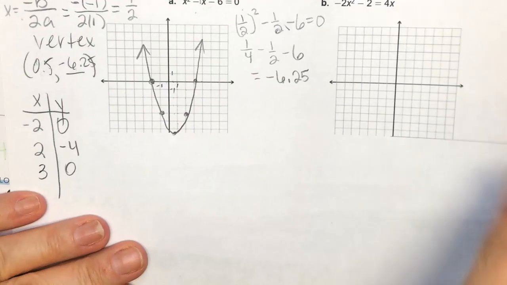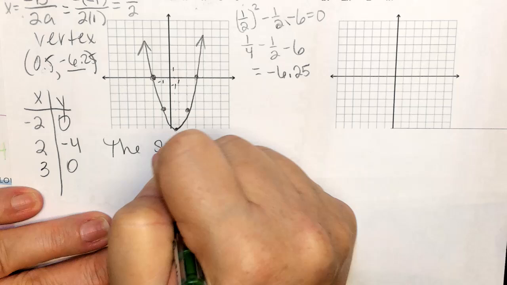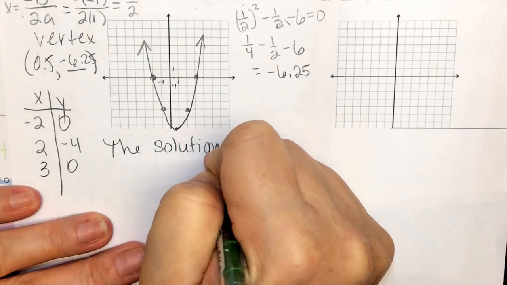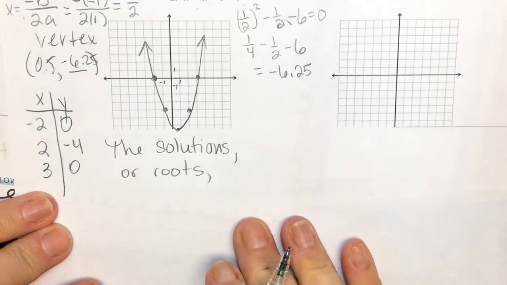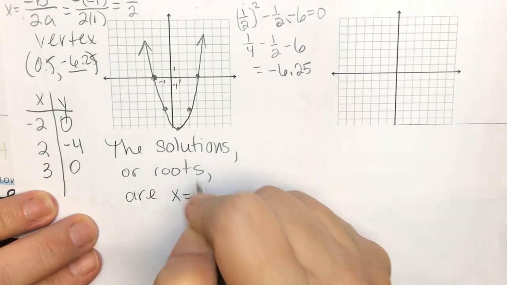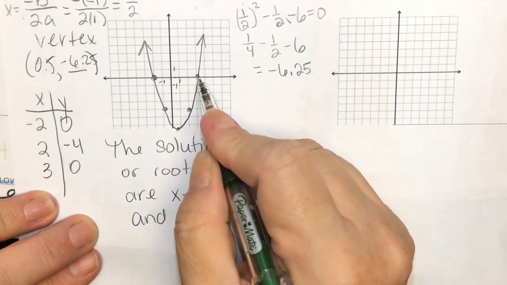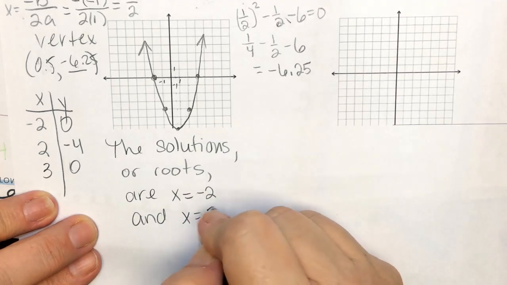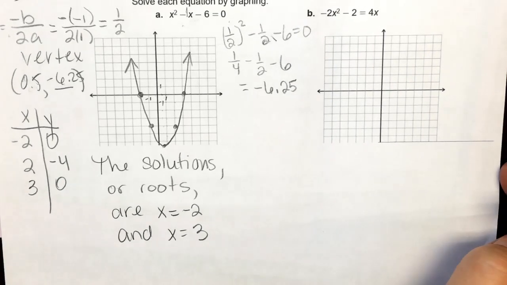So what are our roots? What are our solutions for this? So we would say the solutions or roots, because remember I told you that's another way to say it. You could say zeros too, are x is equal to, what's our first one? -2. And what's our other x-intercept? +3. Okay?